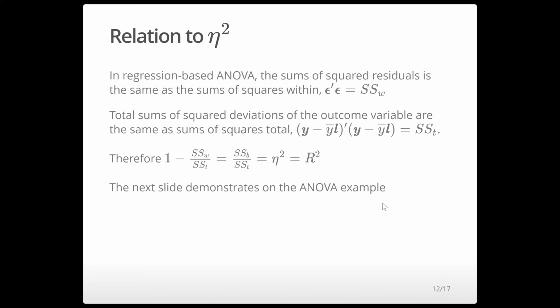So therefore 1 minus SS within, which is the same thing that we have here, divided by SS total, which is the same thing we have here. So this is the same as our R squared ratio, and is equivalent to SSB divided by SST, because SSB plus SSW is SST. And that's the definition of eta squared, and also the definition of R squared.